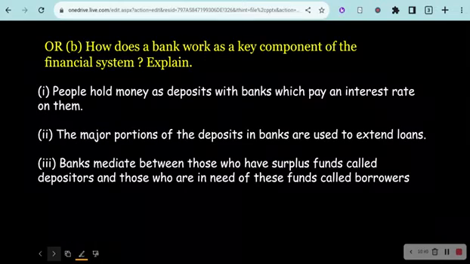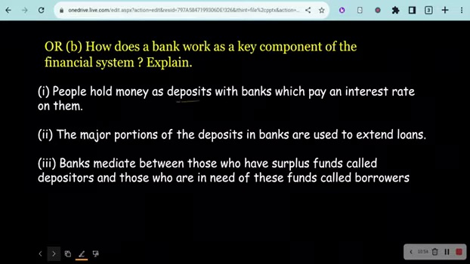Okay. Now we have an or question. You could do either that or this one. How does a bank work as a key component of the financial system? How is a bank a key component? How is it important? Why? So people hold money as deposits with banks which pay an interest rate on them. Correct. So we go deposit our money in the banks and we get the interest rates, correct?